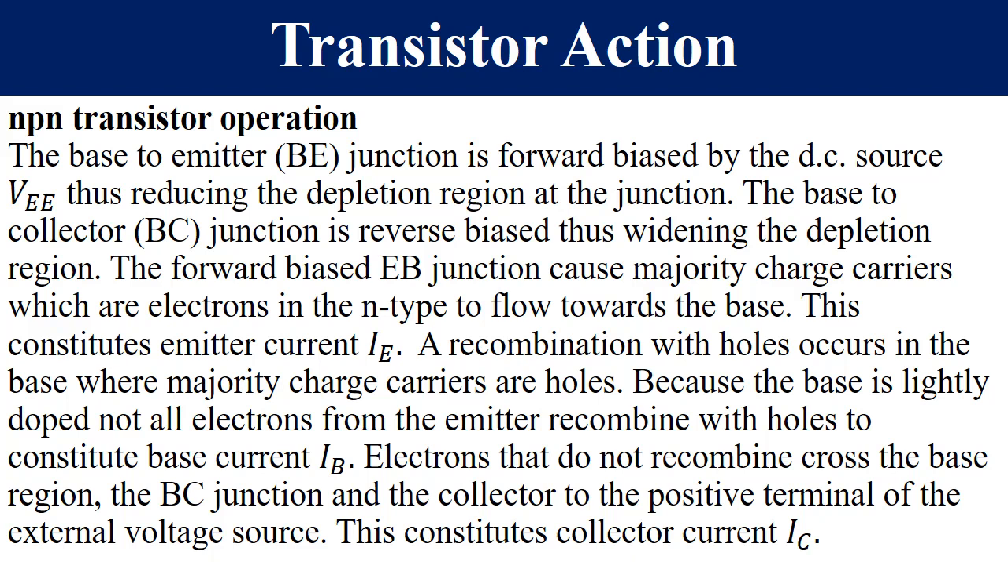But since it is lightly doped, it means electrons for an NPN transistor from the emitter, most of them are going to cross the base emitter junction and the base collector junction to become collector current due to attraction by the positive terminal of VCC, and this constitutes collector current. Because it is reverse biased, we are going to have minority charge carriers as well, meaning our collector current is due to minority charge carriers as well as a current due to majority charge carriers.